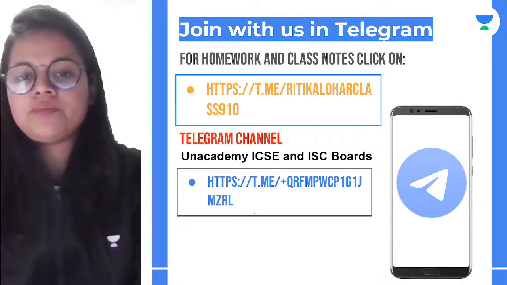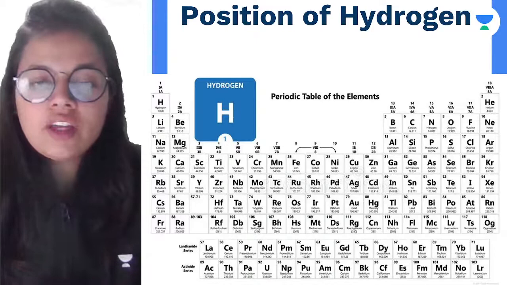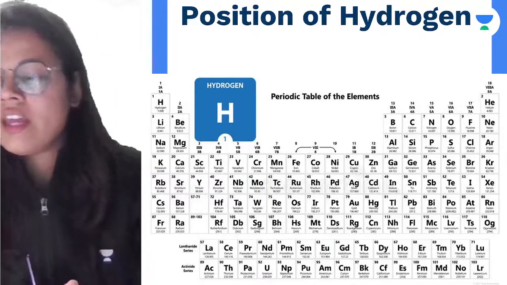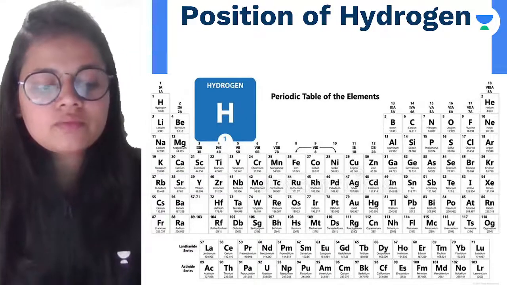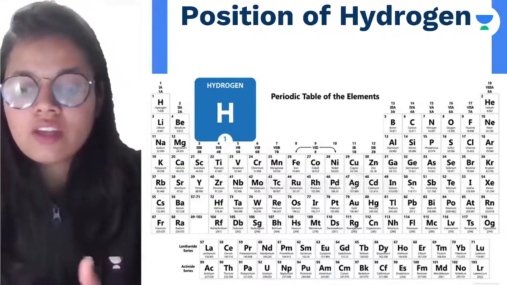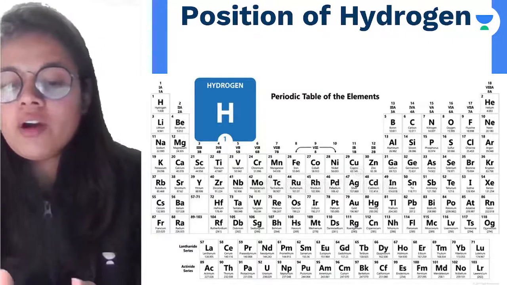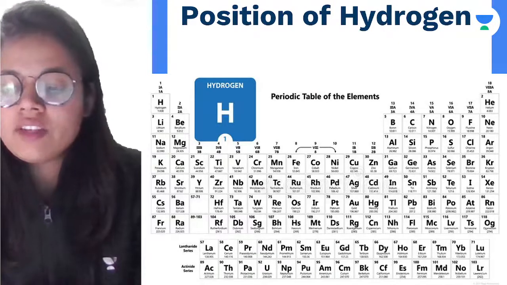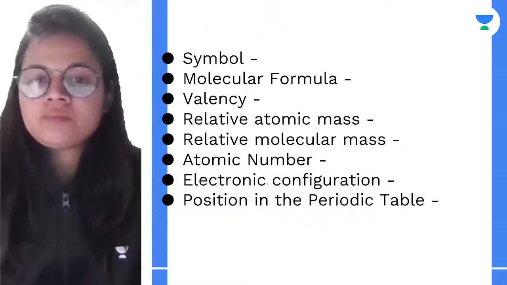Now, talking about our chapter for today, we are basically going to study about hydrogen, in which we are going to discuss the position of hydrogen, the reactions, and the similarities of hydrogen, talking about the alkali metals and talking about the halogens. These are the various things that we will be covering in our today's class.